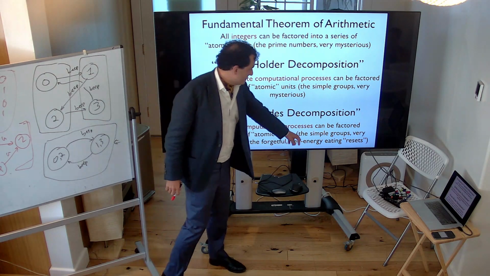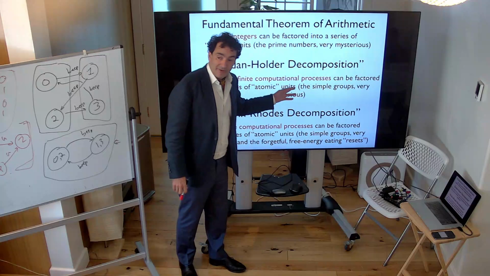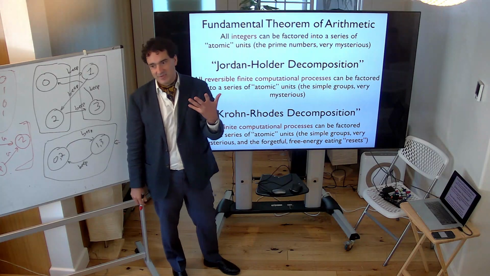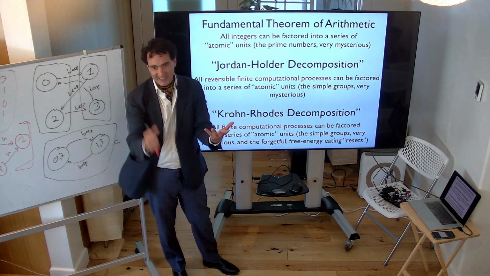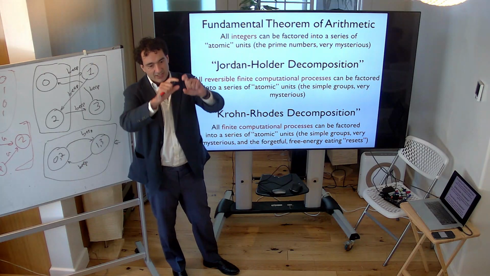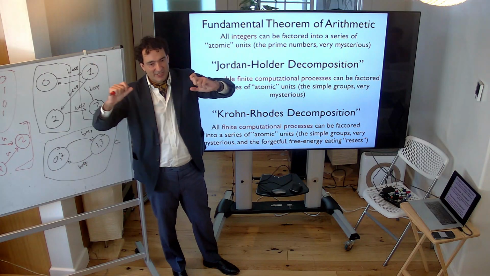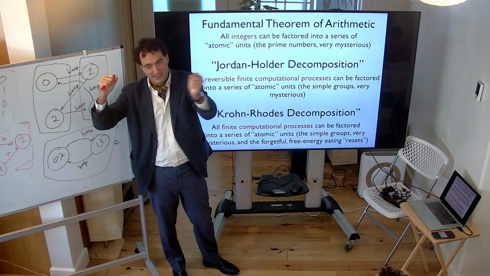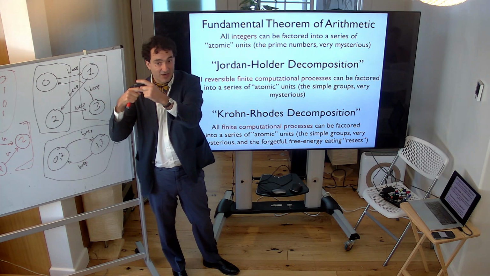The atoms are the simple groups, the ones you're familiar with from Jordan-Hölder, plus you have to augment it with this additional thing, which is the hard reset. In some of the levels, you'll see a certain computational move which sends all of the states to one state. So you just have to augment by one additional thing.